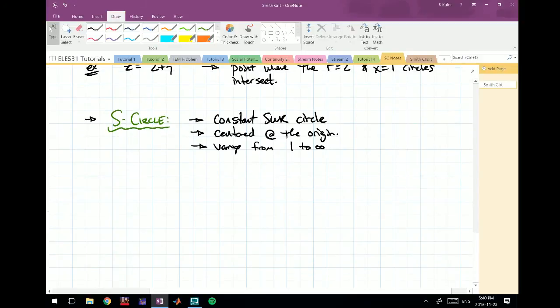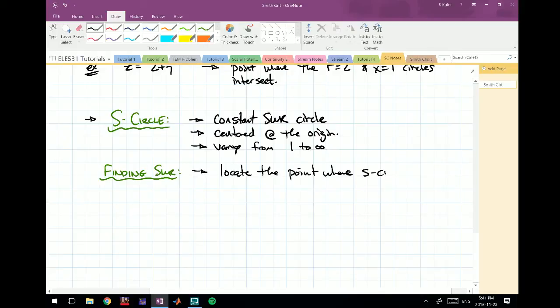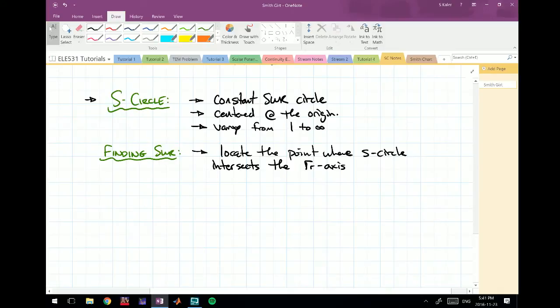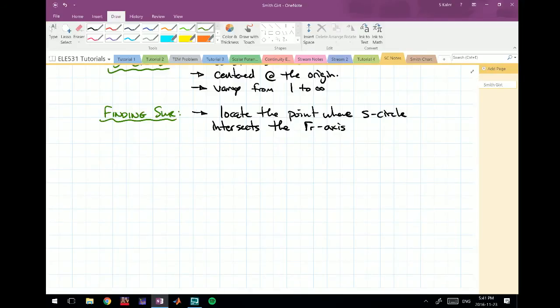So how do we find the SWR? If we have this S circle, to find the SWR of the actual line that we're dealing with, what we have to do is locate the point where the S circle intersects the real axis, the gamma R axis, which is the horizontal axis, or what's considered the x-axis in a Cartesian coordinate system. Since we can relate S to the magnitude of gamma, these are sometimes called magnitude circles or gamma circles, but generally we'll call them S circles. It's more definitive than gamma circles.